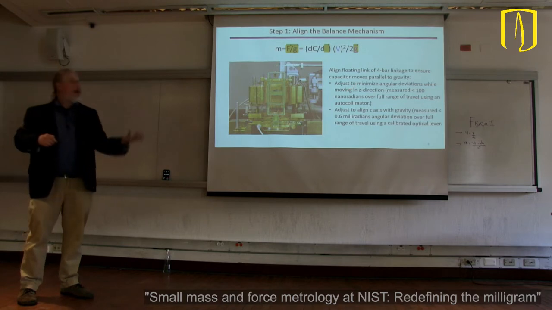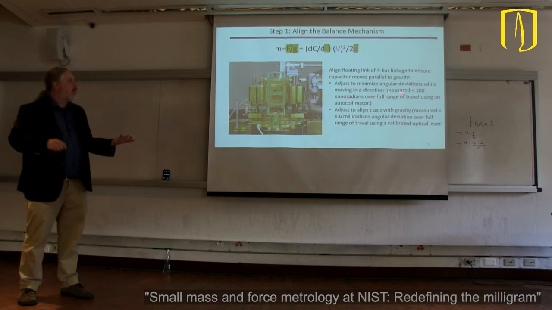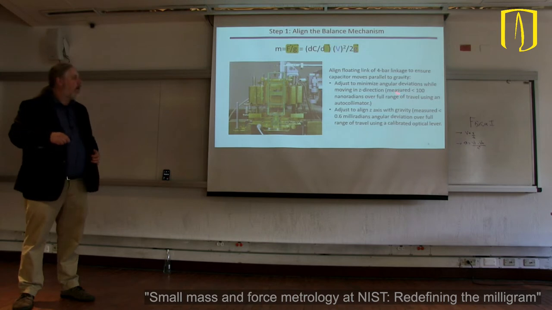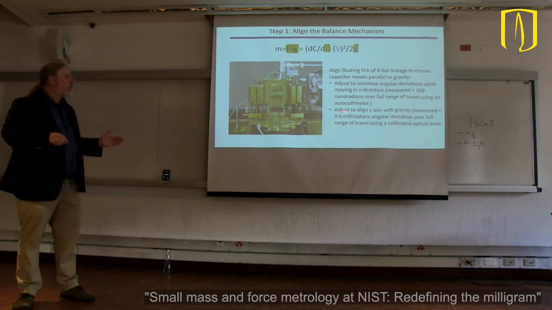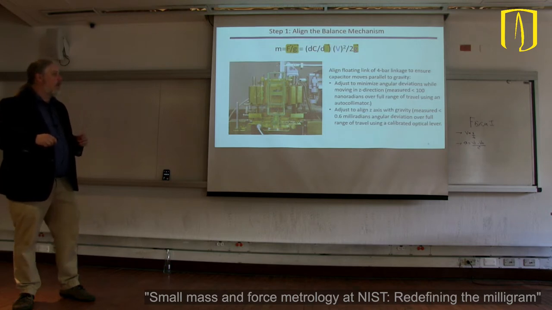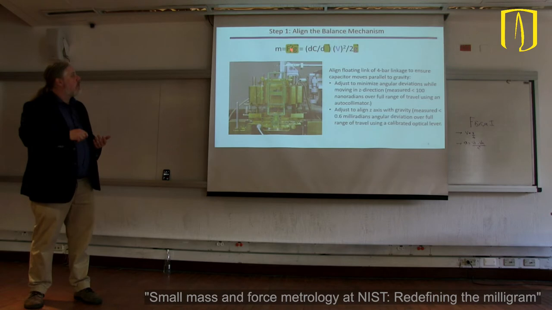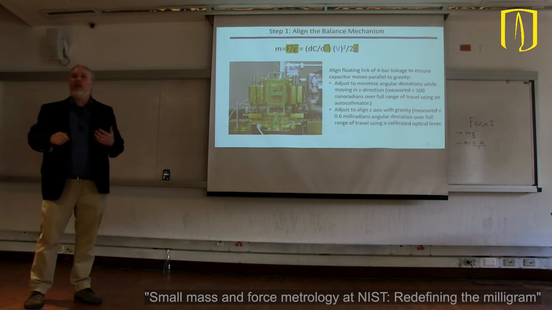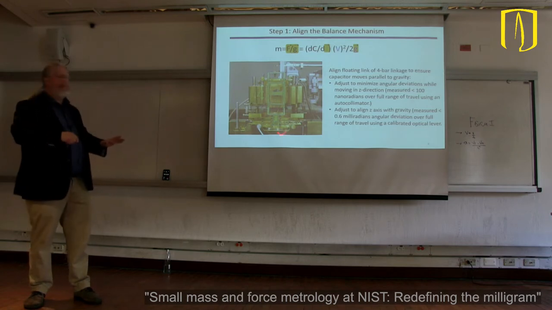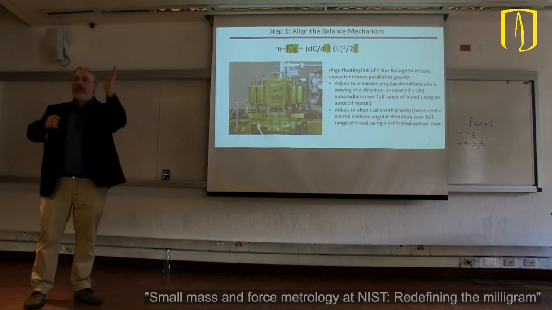So we use an instrument called an autocollimator to align the tilt of this balance mechanism to within 100 nanoradians. I don't know what that is in degrees. I'd have to look that up, but it's a very, very small tilt. And then we adjust this z-axis to align with gravity to within 0.6 millimeters. And that gives us an error from the cross product of these two that is less than one part per million. We specify that in our measurement. So by doing measurements of the balance motion, we can say, okay, we're measuring our electrostatic force that is parallel to gravity.